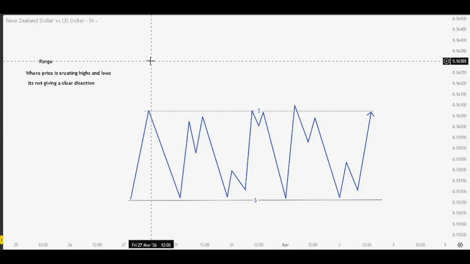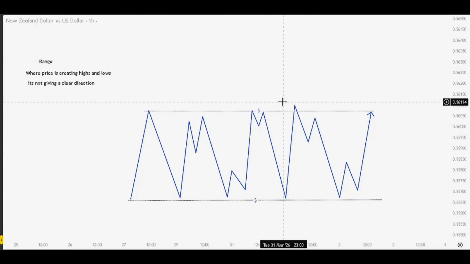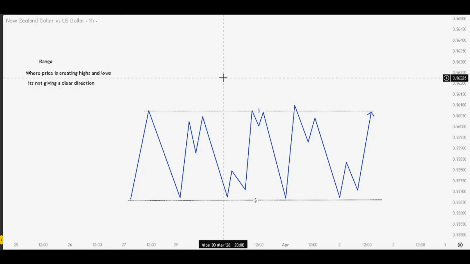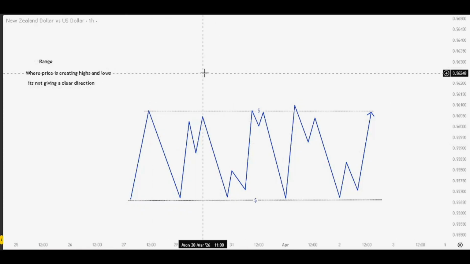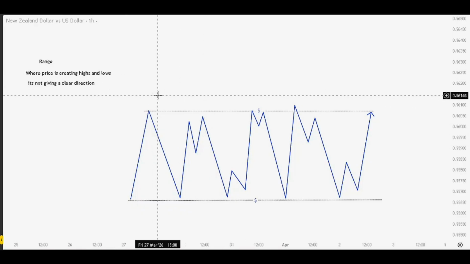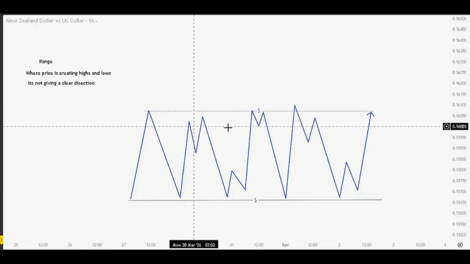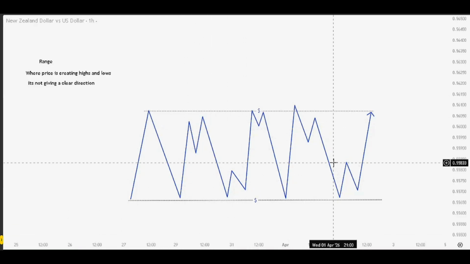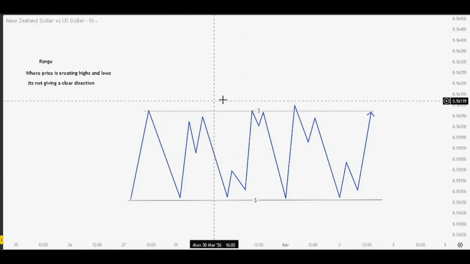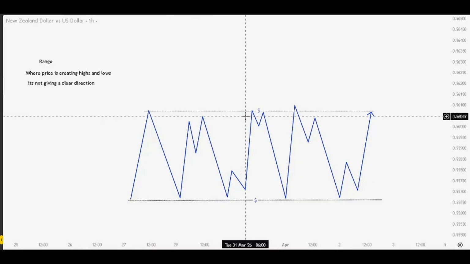So we have an uptrend, we have a downtrend, and we have a range. Uptrends we buy, downtrends we sell, range we just wait. We don't trade the range because the range doesn't have any rules. Alright, so I'm going to get into the chart now.